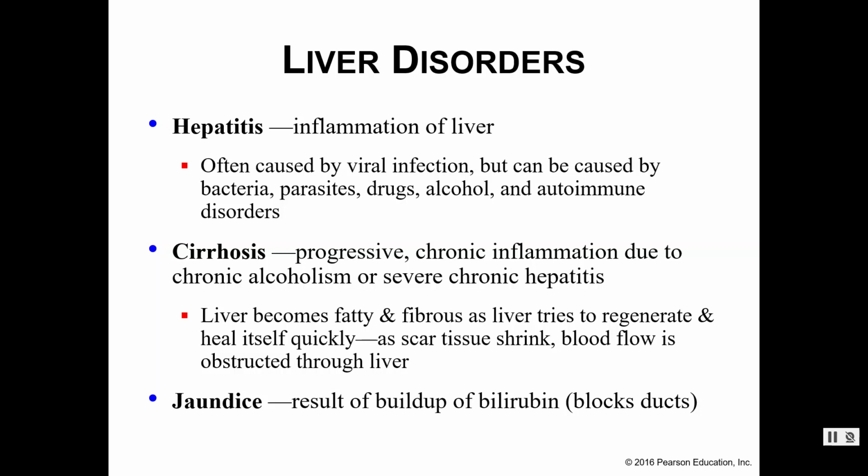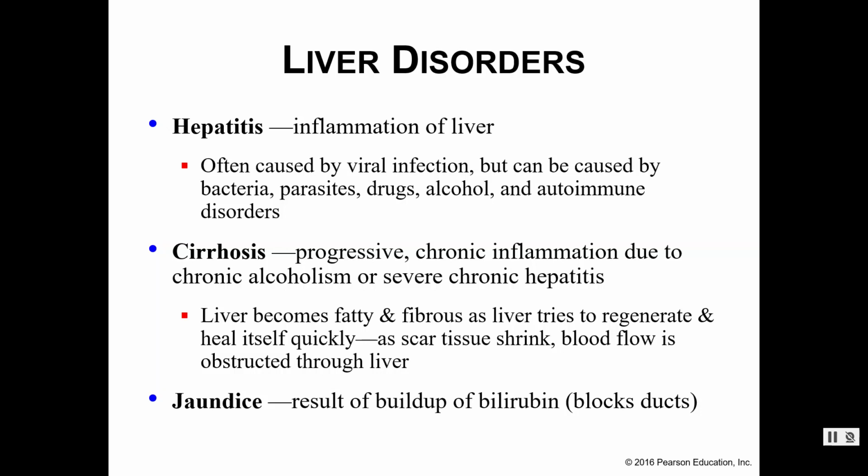Cirrhosis is a progressive and chronic inflammation due to chronic alcoholism or chronic hepatitis. So basically your liver turns into fatty and fibrous tissues. Basically we go from nice liver tissue into scar tissue. The blood flow through the liver will also become more obstructed, and it gets harder to filter the blood. Scar tissue does not work as well as normal liver tissue does.